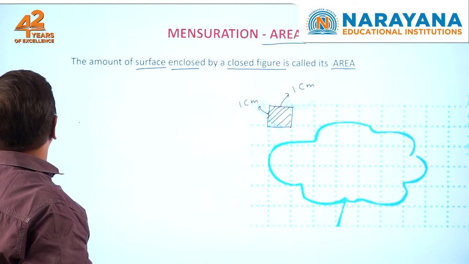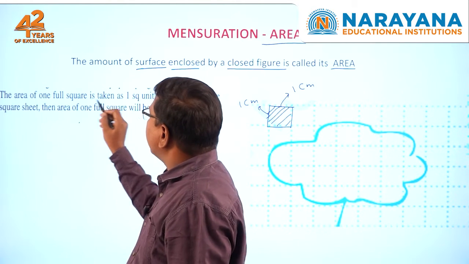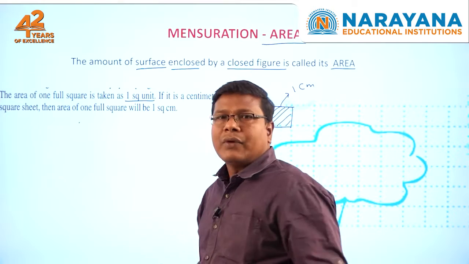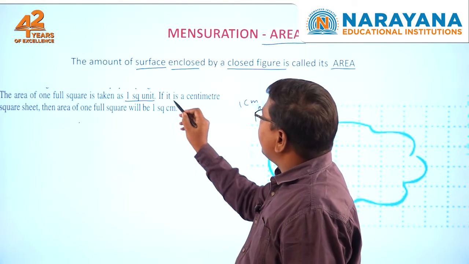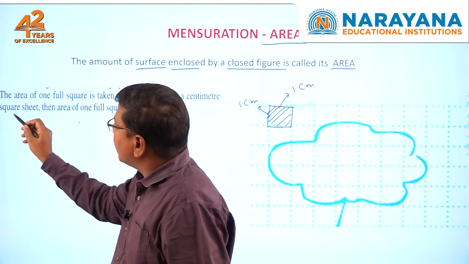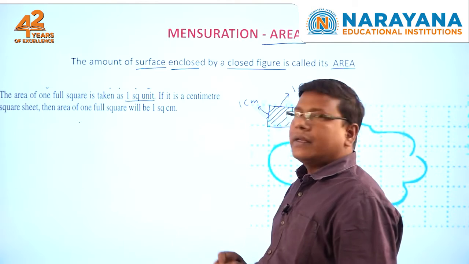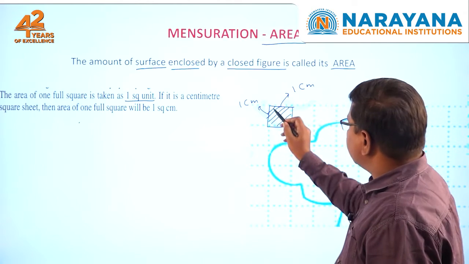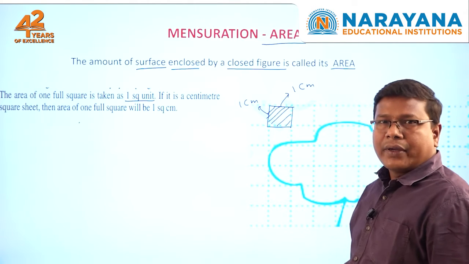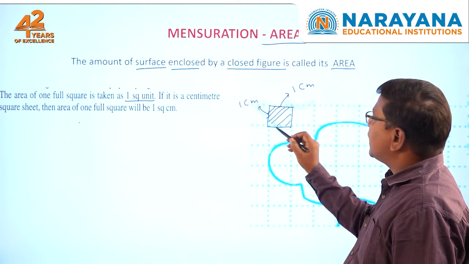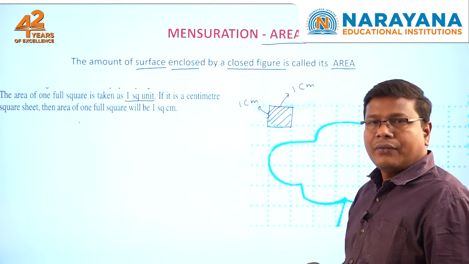In this, the rule we follow is: suppose the area of one square is taken as 1 square unit. If it is a centimeter square sheet, then the area of one full square is 1 square centimeter. That means the area of the figure depends on the square sheet you have taken. If a 1 centimeter square sheet is taken, its area will give you 1 square centimeter, fine.